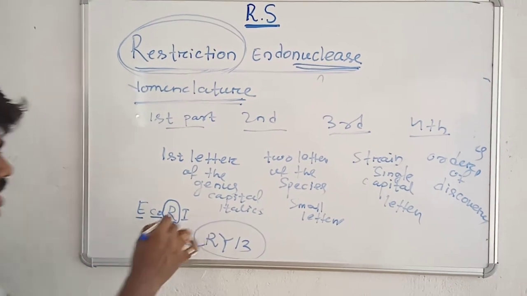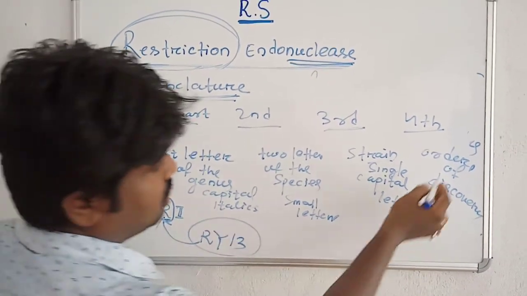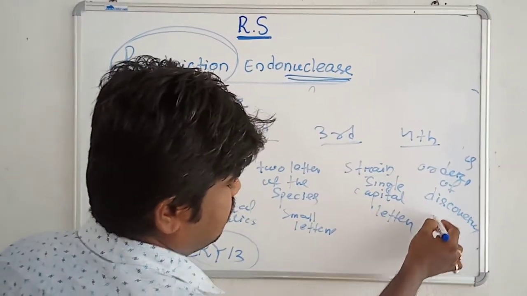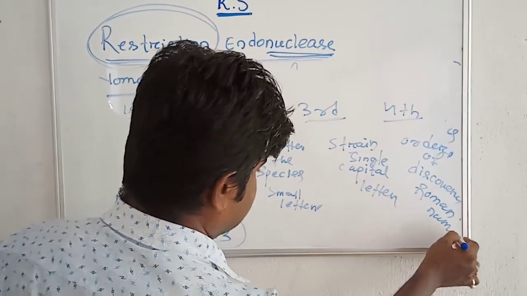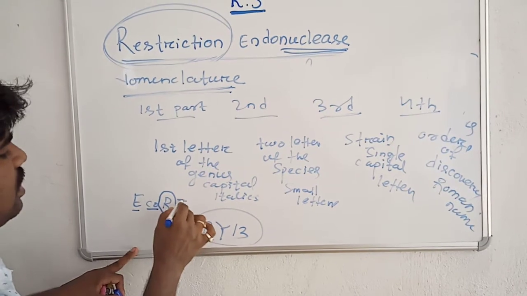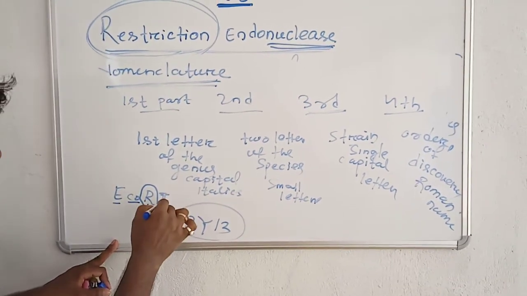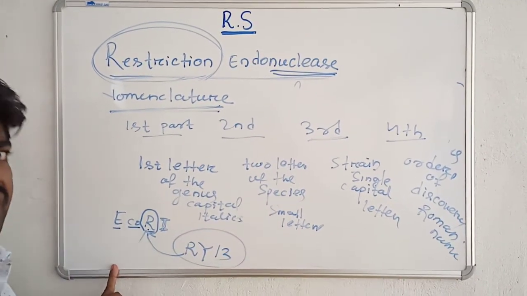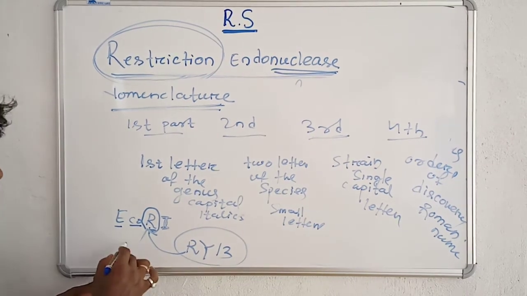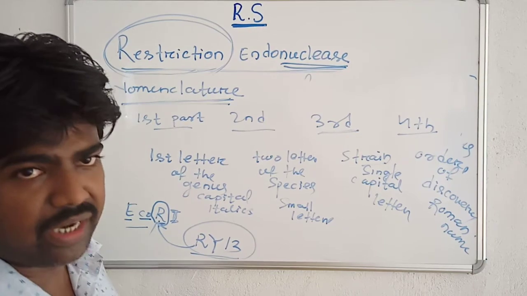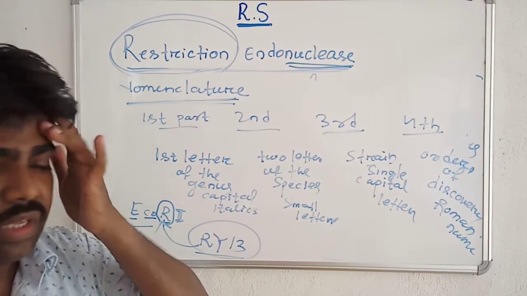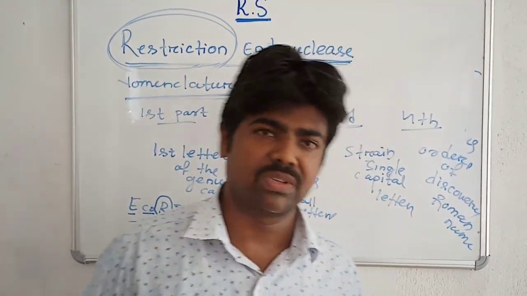And the fourth part is the Roman numeral, which is the order of discovery. It is written in Roman numerals. Here it is the Roman numeral I, meaning this is the first enzyme isolated from the bacterium Escherichia coli RY13, right? So in this way, the restriction enzymes are named.